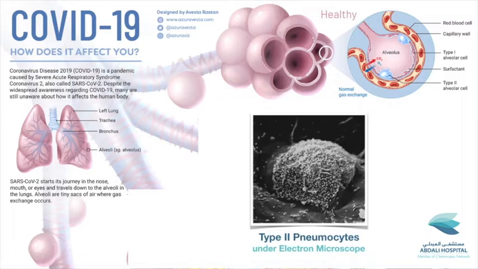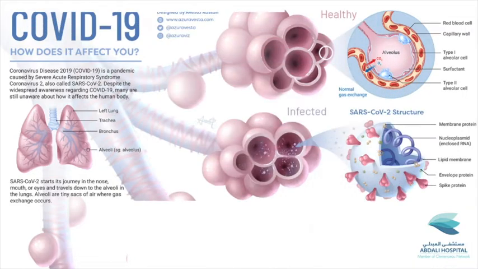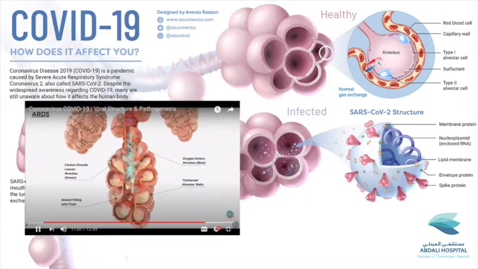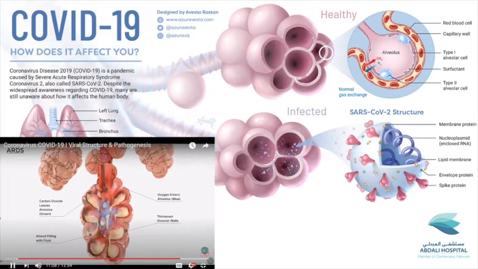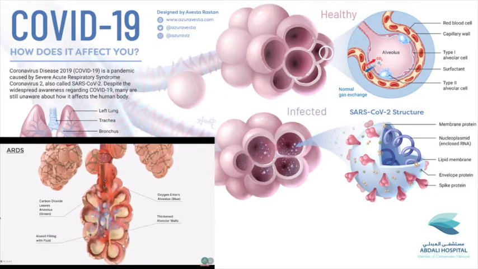So COVID-19 travels to the alveoli and binds the ACE2 receptor on the type 2 pneumocytes and causes infection. This will cause swelling and inflammation and accumulation of fluids inside these alveoli. This irritates the lining of the lungs and impairs oxygen and gas exchange, which causes symptoms of shortness of breath and cough.